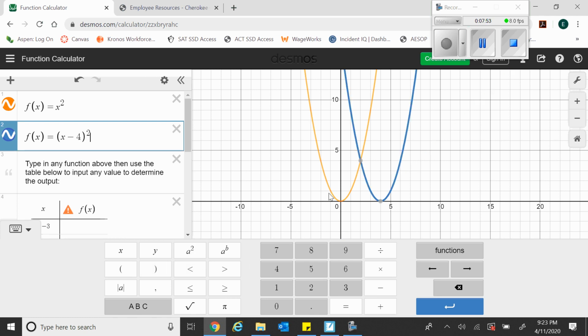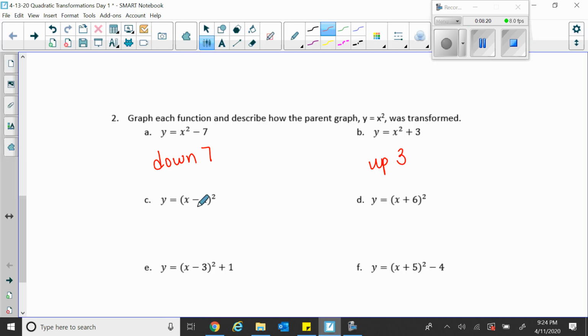So again, the original graph is the orange one, and now the new graph is the blue one. So it didn't move up or down. What it did is it took the vertex 0, 0 and it moved it here to 4, 0. So it shifted it to the right 4 units. Remember, orange is the old one, blue is the new one. So it shifted right 4 units. So by subtracting 4 inside the parentheses, it doesn't move it up or down, it moved it right 4 units.